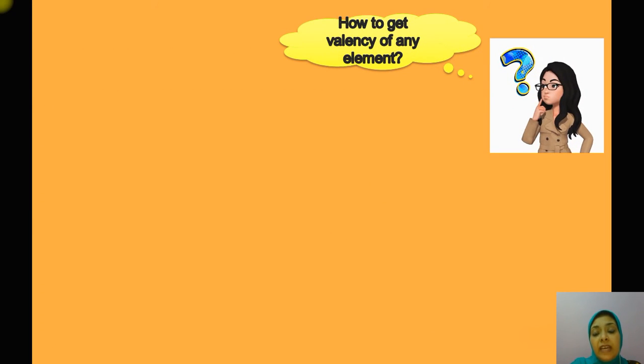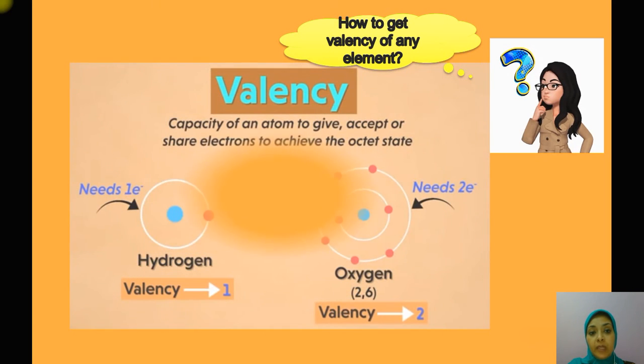How to get the valency of any element? The valency is like the number of electrons that any atom can share with another, or the number of electrons that the atom will lose or gain. For example, we have the hydrogen. The valency of the hydrogen, of course, is 1.